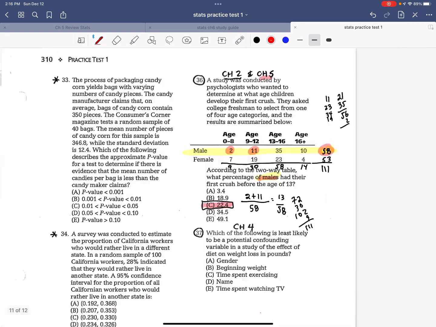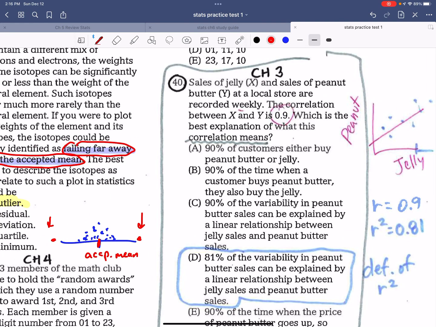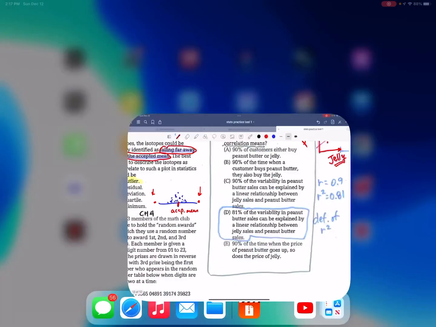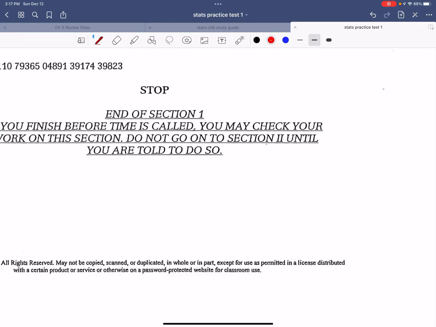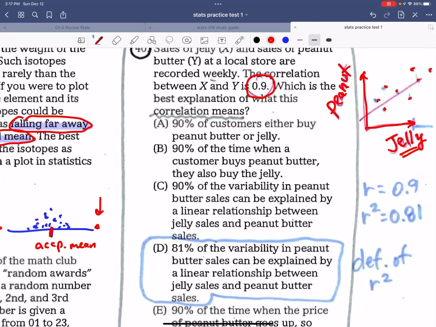Question number 40. It says sales of jelly and sales of peanut butter are recorded weekly, and they find that the correlation is 0.9. So again, I just make a quick graph so you can see if I know how many jars of jelly I sell, would I be able to predict the number of jars of peanut butter, and would that be positive? It looks like it will be, because the correlation is a positive number, and R here is 0.9. We also know that R squared is 0.81.